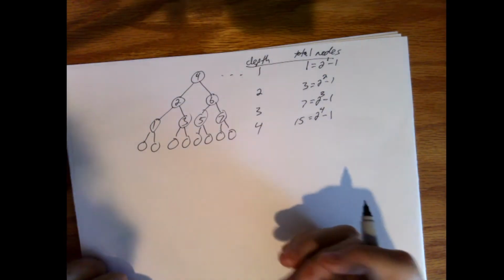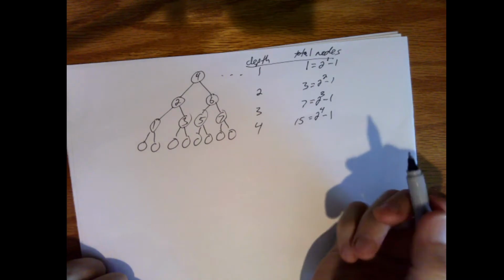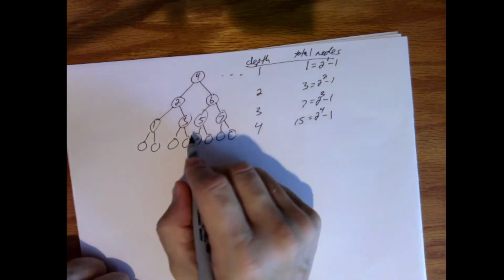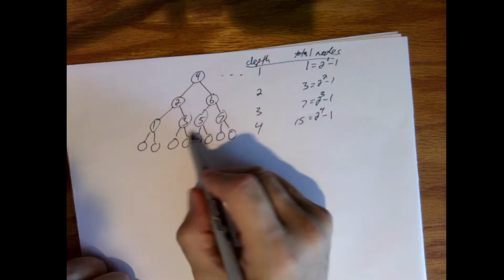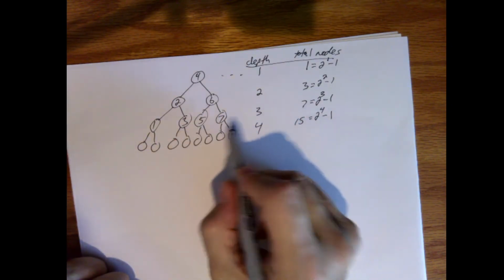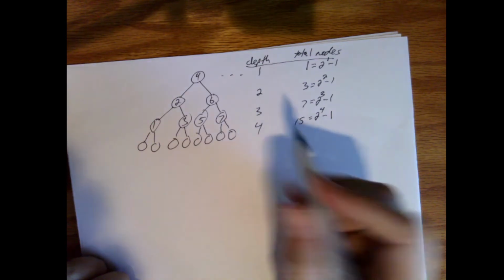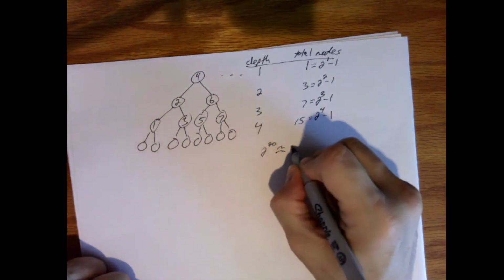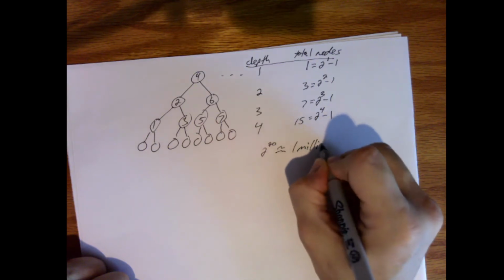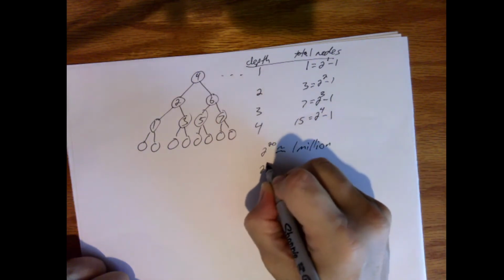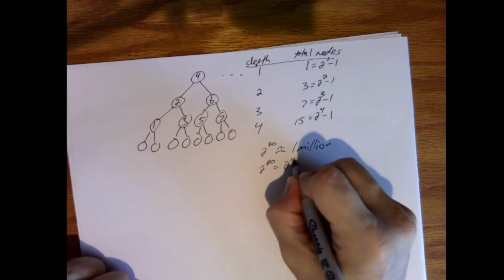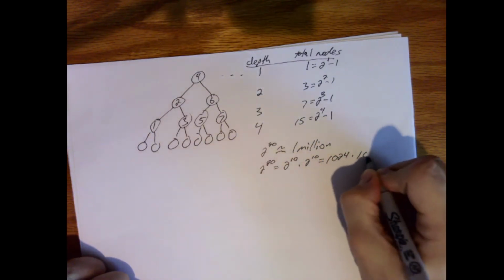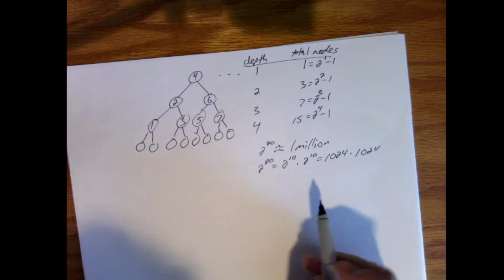So how's that useful? Well, imagine we want to store 1,000,000 things, and we have not only the binary search property, but we also have a balanced tree. Okay, so 2 to the 20th is about 1,000,000. It's actually a little bit more, because 2 to the 20th is equal to 2 to the 10th times 2 to the 10th, which is 1,024 times 1,024.